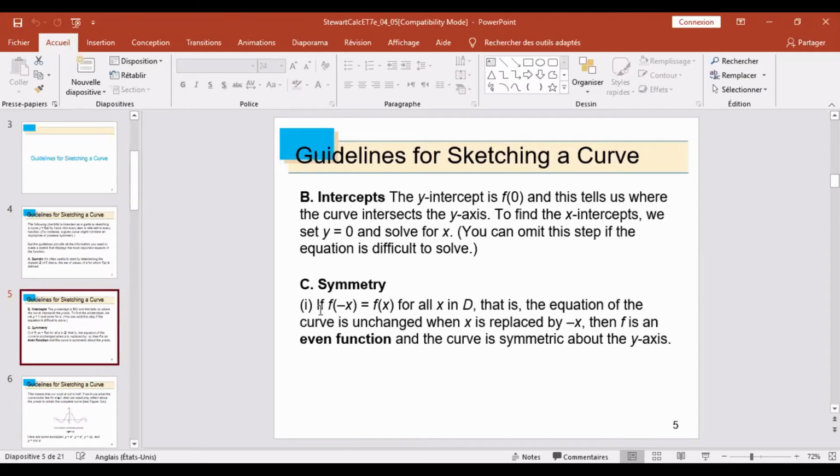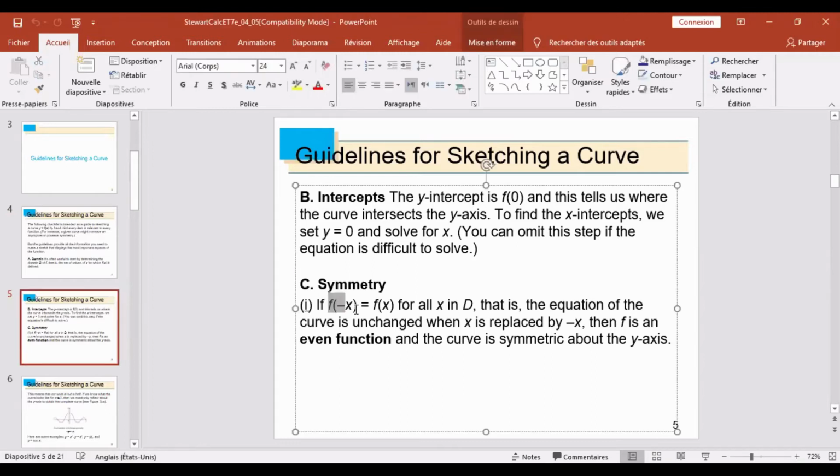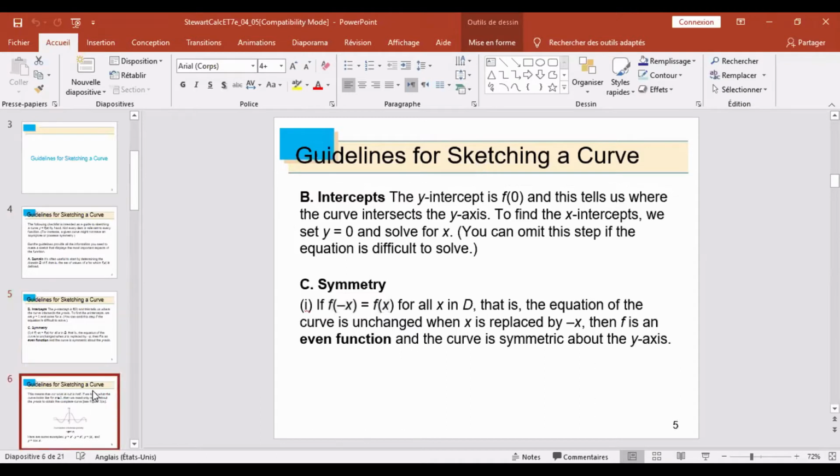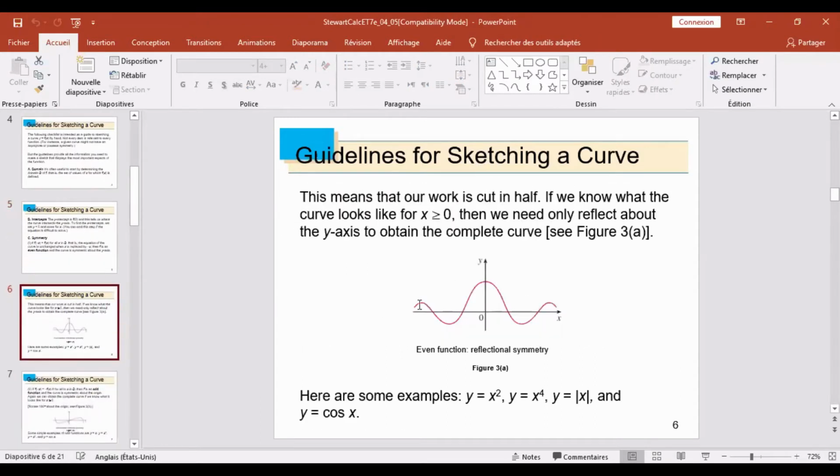The third step is to know if we have some symmetry. If f of minus x equals f of x, in this case we have symmetry related to the y-axis, because we have an even function. This is an even function. That means when we have an idea about the graph on the right side, in the right of 0, then we can conclude the graph on the left side.